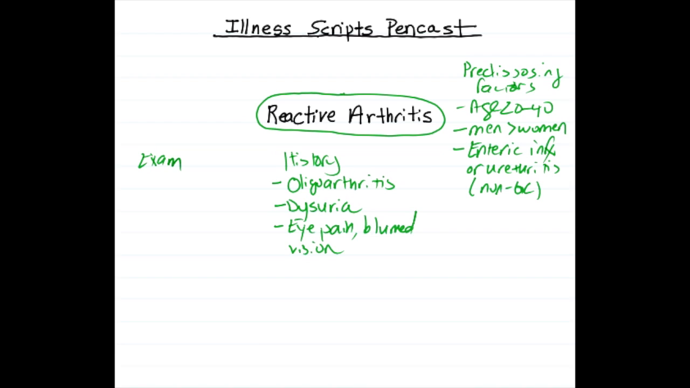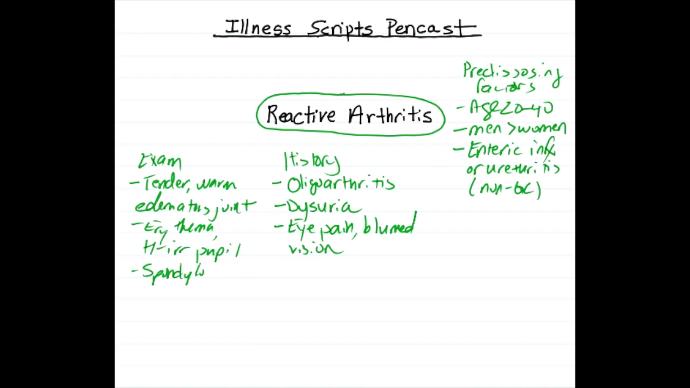Exam findings will support the history, with warm, edematous large joints seen on exam. An erythematous eye, plus or minus an irregular pupil, would suggest uveitis. Keep in mind that conjunctivitis is actually a more common ocular manifestation of this disease, however. You will also see a spondyloarthropathy with pain and stiffness of the sacroiliac joints. Enthesopathy, or pain at tendon insertion sites, is very, very classic for reactive arthritis.